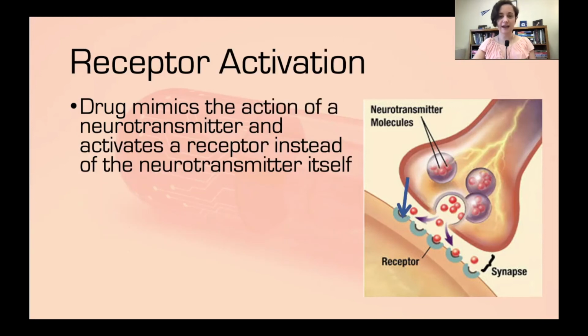So drugs can affect the process of receptor activation. Now we've moved to the postsynaptic cell. We're talking about that dendrite that's receiving the chemical message, or sometimes it is not receiving the chemical message because a drug got in the way. When a drug is affecting receptor activation, it generally has a similar chemical structure to an actual neurotransmitter, and then it mimics the neurotransmitter by attaching to that receptor instead of the neurotransmitter itself.